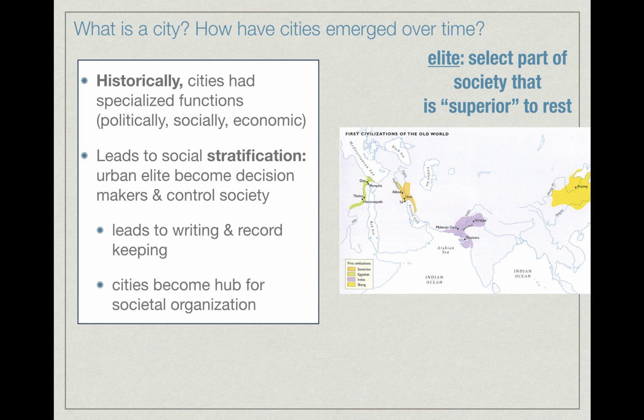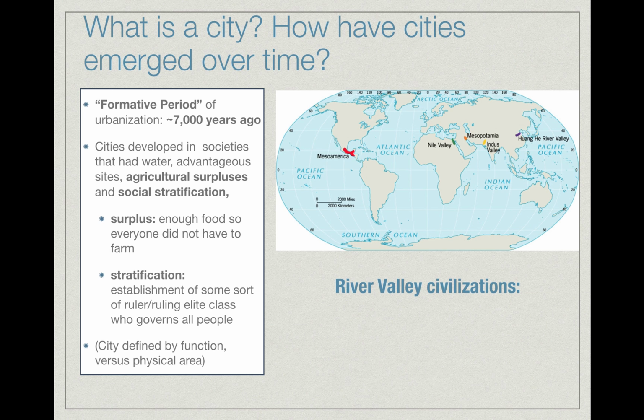Historically, though, as cities developed, they had specialized functions. They were political centers, social centers, economic centers. Cities began to really form in what we call the formative period of urbanization, which is around 7,000 years ago.